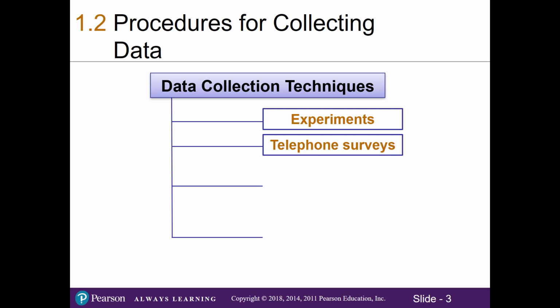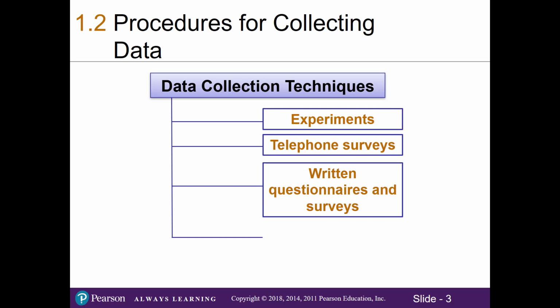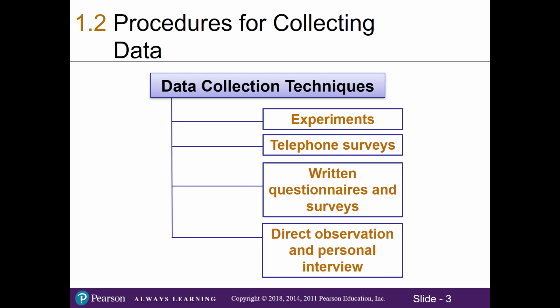The other issue is that it requires trained callers. The folks on the phone collecting the data have to be trained a certain way to make sure good data is collected. Now, what I'll focus more on is written questionnaires and surveys because they are very similar to telephone surveys. And then also we'll talk about direct observation and personal interviews that you might experience in companies or at workplaces.